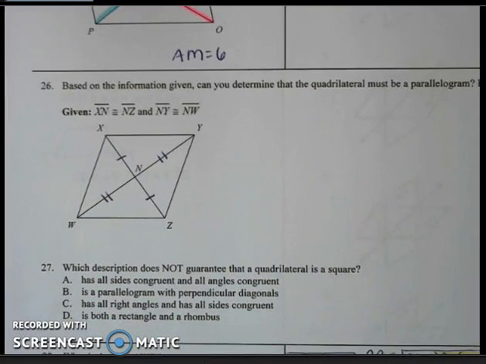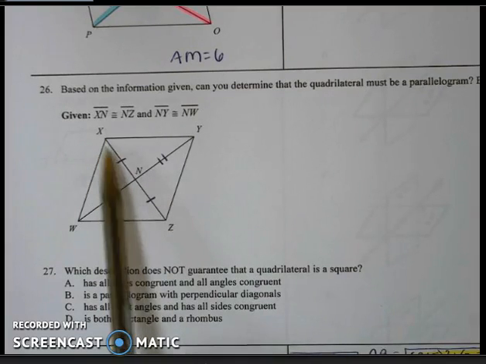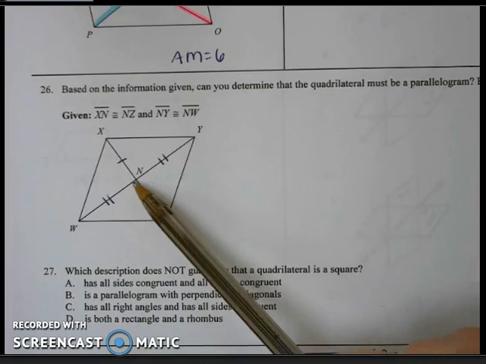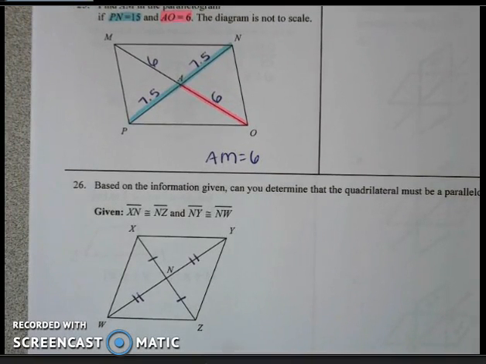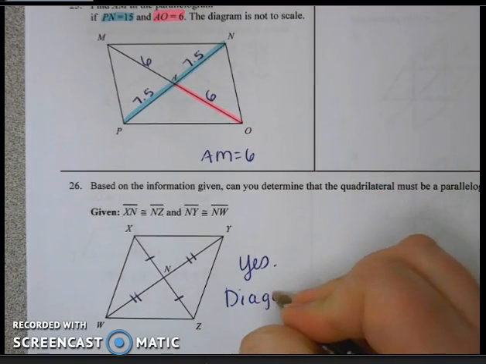Number 26. Based on the information given, can you determine that the quadrilateral must be a parallelogram? Explain. So the given information is that XN is congruent to NZ, and that NY is congruent to NW. So this is just like the last example without measures. So what this means is that the diagonals bisect each other. The diagonals cut each other in half. So does that mean it's a parallelogram? Yes. Because the diagonals bisect each other.